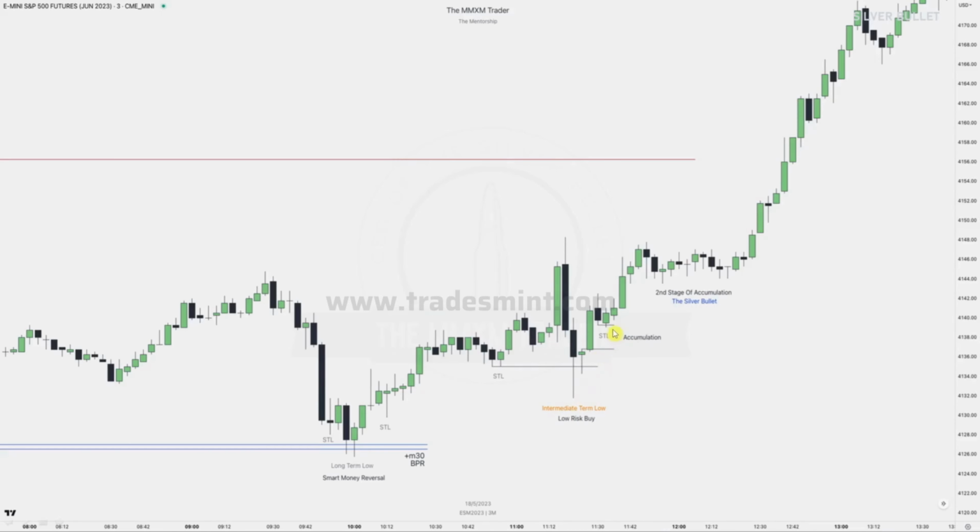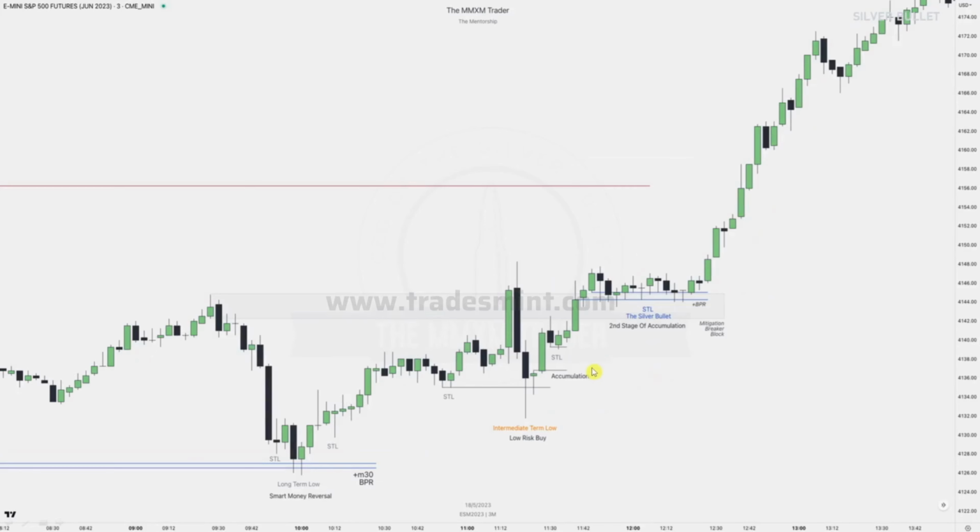Instead of anticipating and taking an entry on this short-term low, now we wait for this intermediate term low to be formed and then go into second stage of distribution, which is over here and that will be the silver bullet setup. So where do you get in? Again, we have that BPR, right? Just like that on the 30-minute time frame, that redelivered, rebalanced PD array.